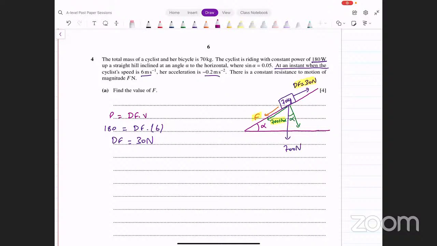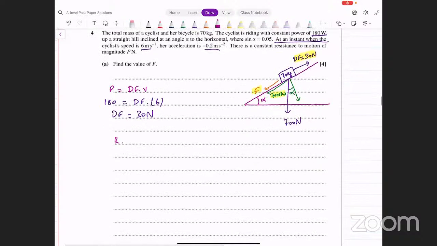What do we do now? We say resultant force equals mass into acceleration. Which are the forward forces? We've only one force, that is 30, minus the backward forces, we've got F, and also the component of the weight, that is 700 sin alpha. That equals mass of the whole system, that is 70, into acceleration. What acceleration has been given at that point? That is minus 0.2. Let's input that here. Sin alpha is 0.05. Input that and you'll get the value of F.